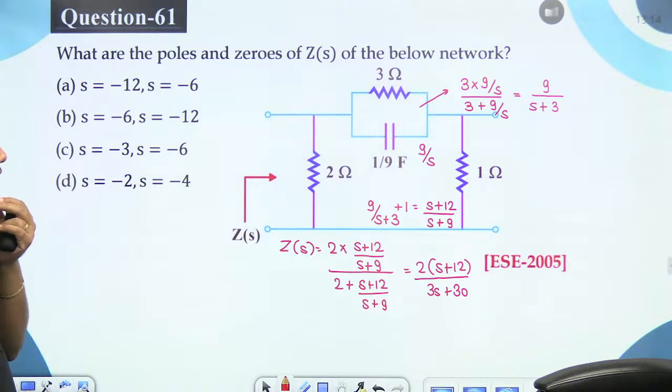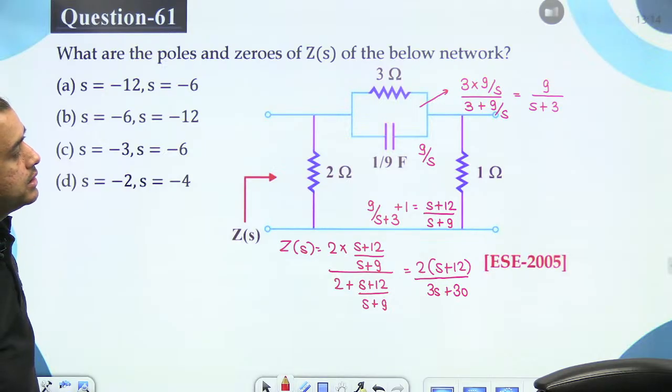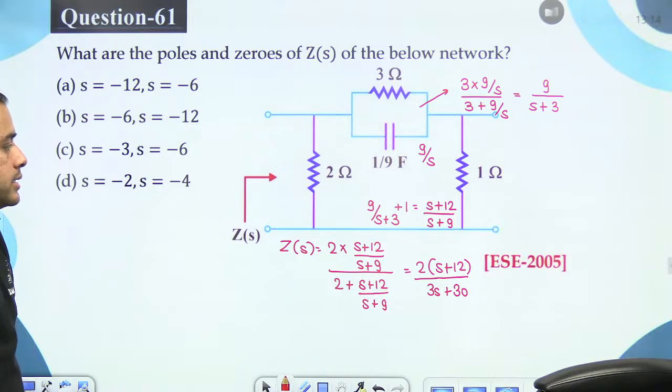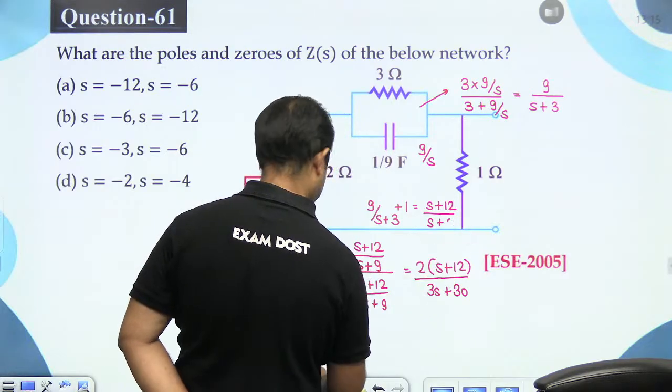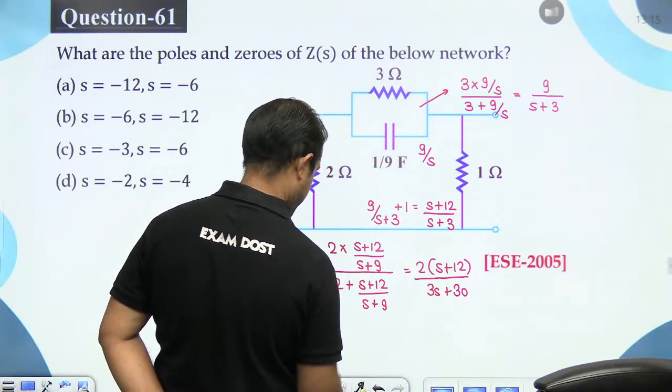यहाँ पे तो यार यही बनता दिख रहा है. फिर से देख लेते हैं. 3 into 9 by S. चेक करना एक बारी. 3 into 9 by S divided by 3 plus 9 by S. So 3S plus 9 or 27. So 3 common 9 S plus 3. 9S plus 3. So S plus 3 plus 9 S plus 12 by S plus 3. ये गलती हुआ यहाँ पे. Plus 3.